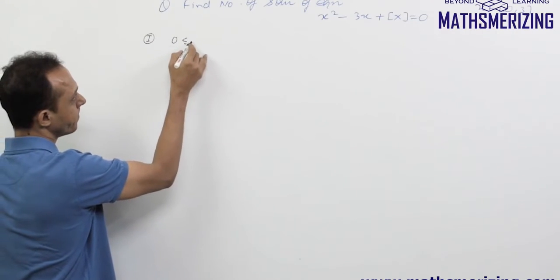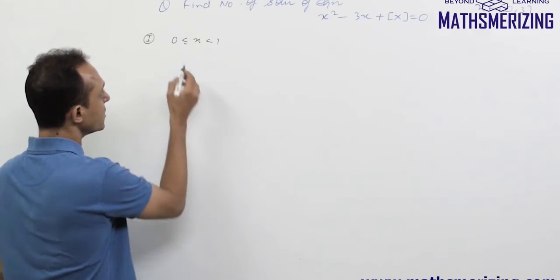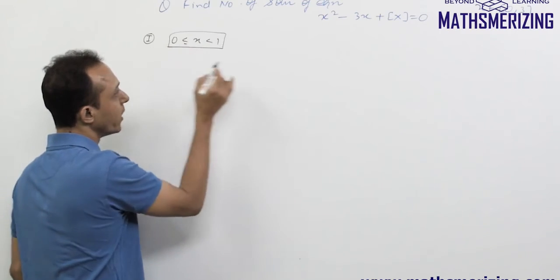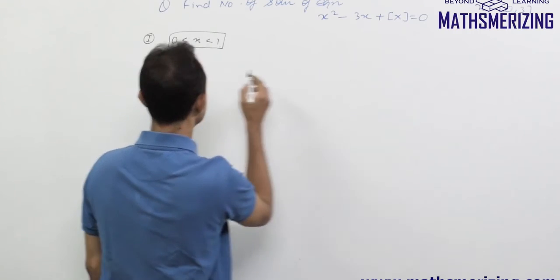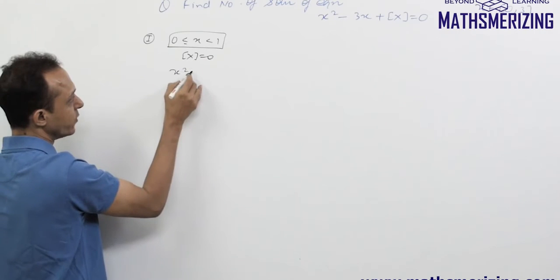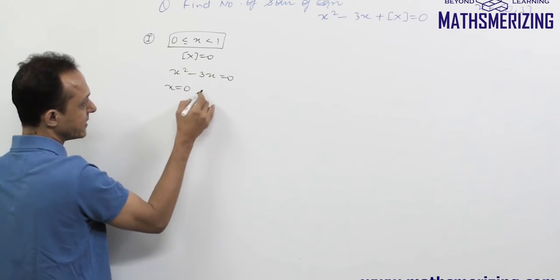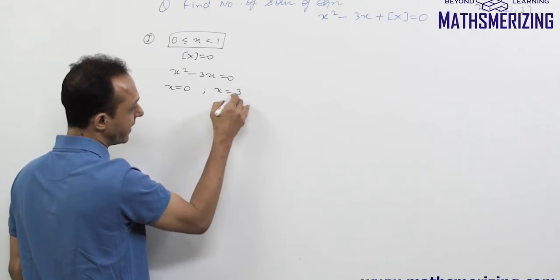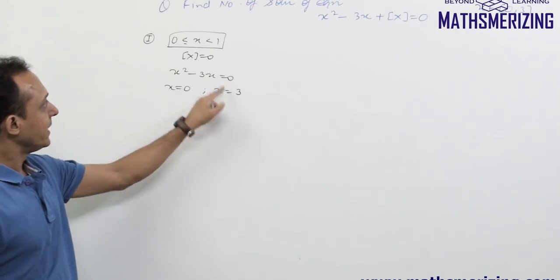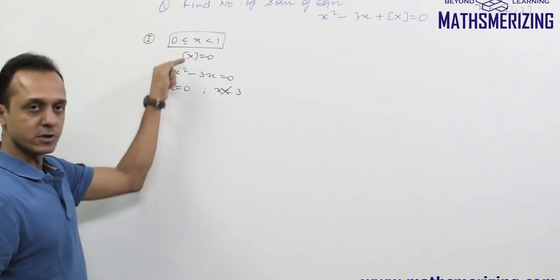Case 1, when the value of x lies between 0 and 1. When x lies between 0 and 1, the greatest integer function of x will be 0. So I'll put it as 0 and get x² − 3x equals 0. So I'll get the value of x as either 0 or 3. Now 3 doesn't lie in this interval, so the only value that I'll choose from here is x equals 0.